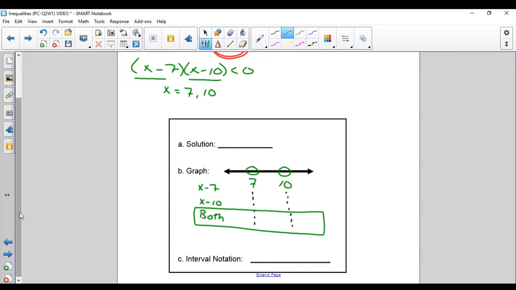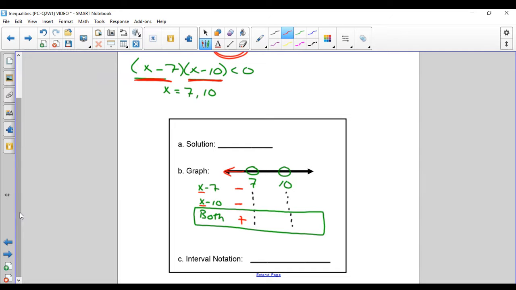Numbers that are left of 7, just pick one to choose. I pick 0. It's the easiest number to pick when you're doing this. You plug in 0 for this first one. 0 minus 7 is negative 7. All I care about is the fact that it's negative. Plug in 0 here. 0 minus 10, it's a negative 10. But again, all I care about is it's negative. These two terms are being multiplied up top, so a negative times a negative is a positive. That's the combined version, the both portion.